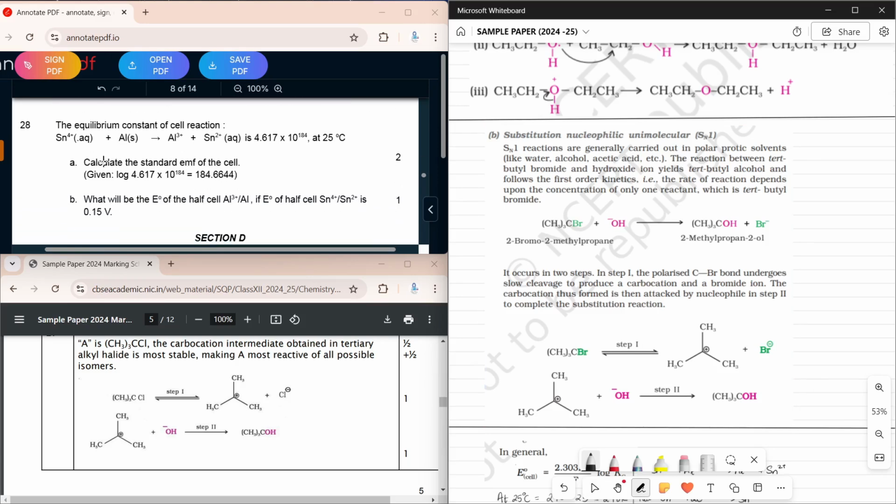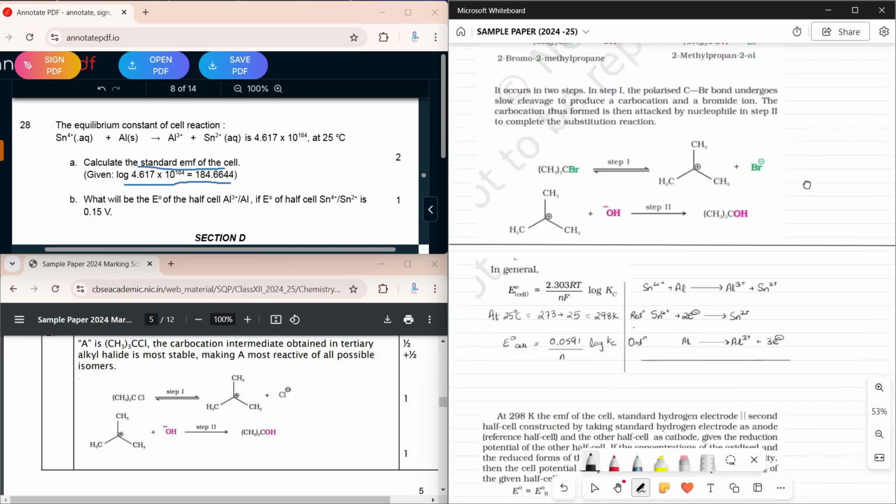The last question under section C. So we've been given a reaction over here, and we've also been given the equilibrium constant. Now, the moment I saw this, I was like, hang on, you guys don't have equilibrium in class 12. But this is related to the chapter electrochemistry because we need to calculate the standard EMF of the cell. Now, we've also been very conveniently given the value of log. So that obviously means we need the value of log in our equations, right?